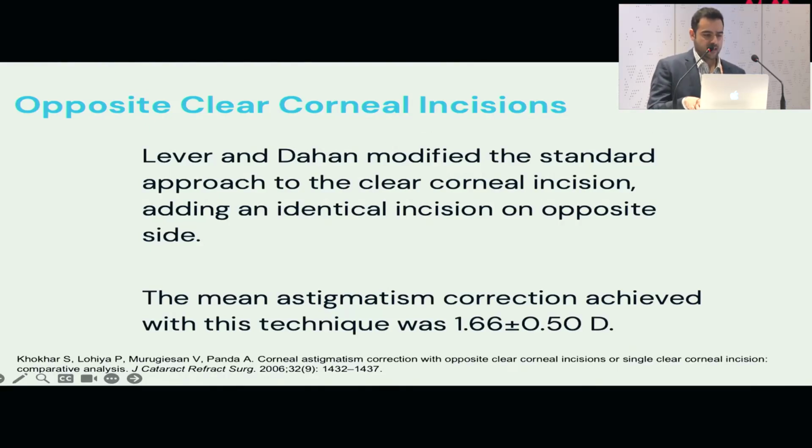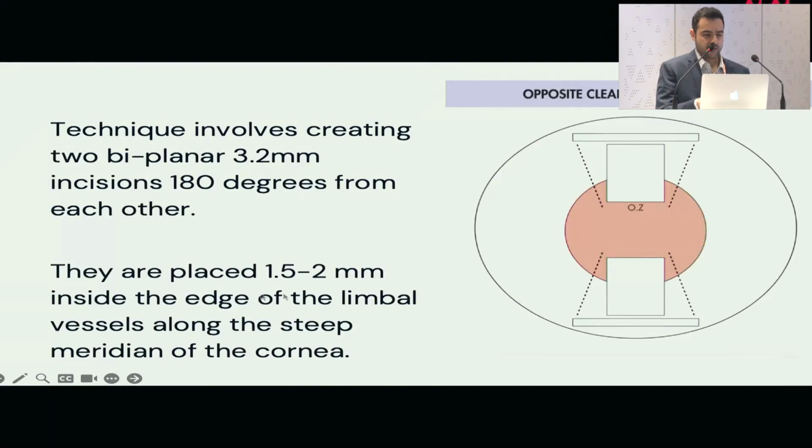Then this is another thing: if you want to correct a higher amount of astigmatism, usually an opposite clear corneal incision is given. This was described by Lever and Dahan, and the mean astigmatism correction achieved with this technique was around 1.66 plus minus 0.5. This technique involves creating two biplanar incisions, which are 3.2 millimeter on the steeper axis again. Although there is a lack of predictability and absence of nomogram, this also corrects around 1.5 diopter of astigmatism.